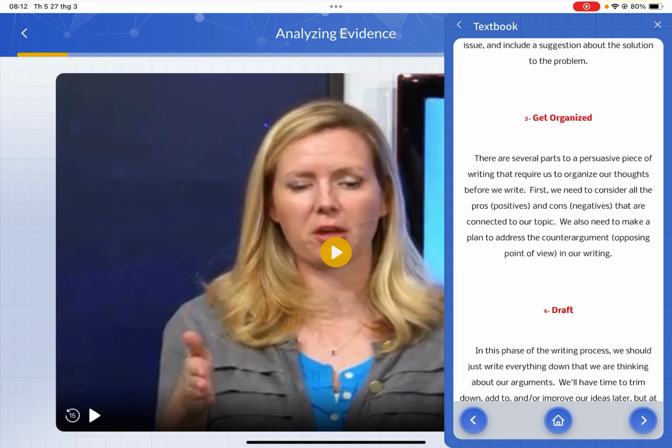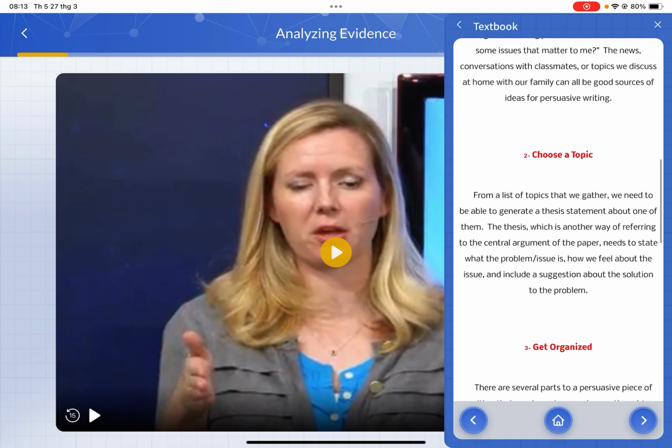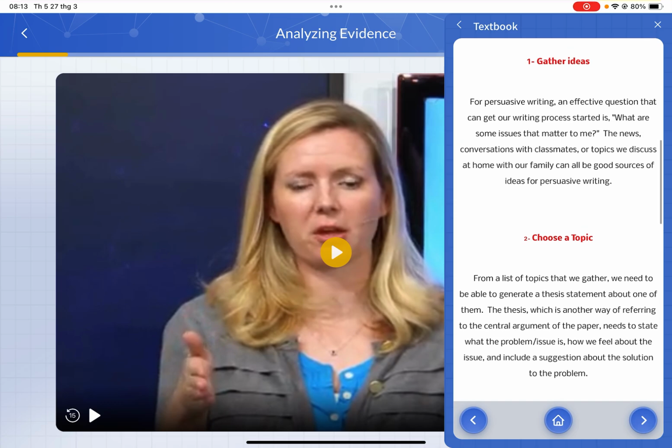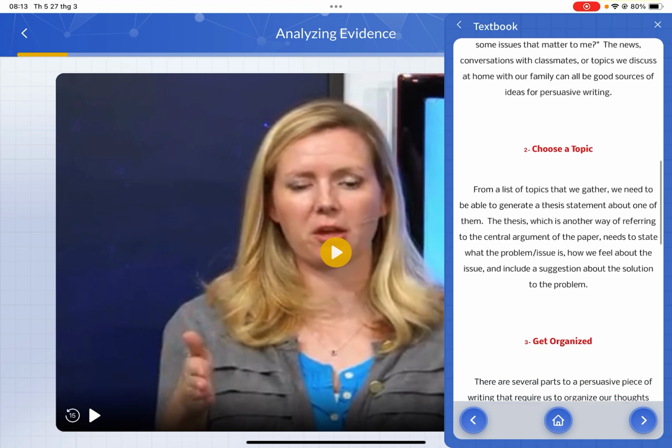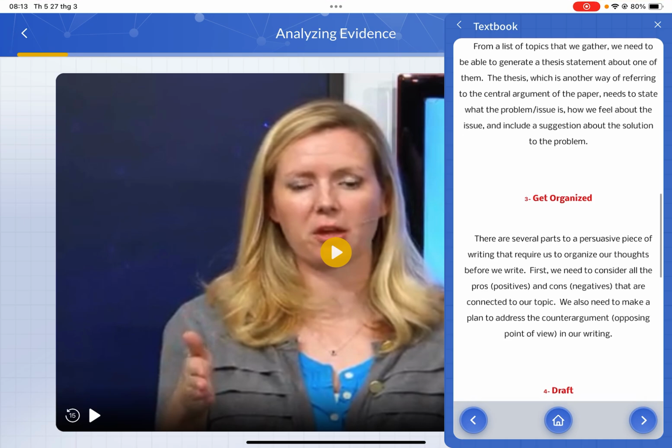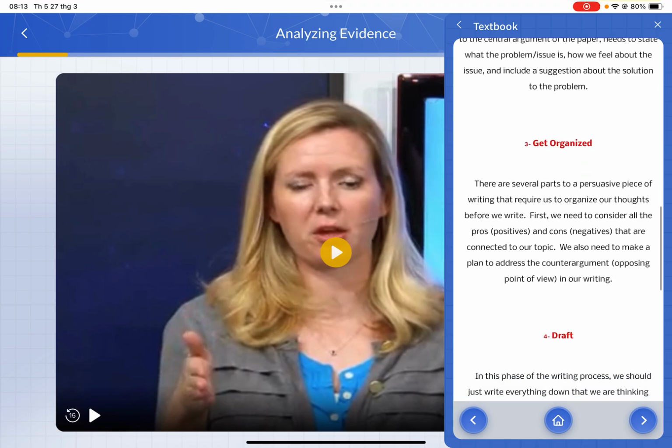And third, let's get organized. After all the ideas that we gather and choosing the topics, we have to organize it all again to make it make more sense.